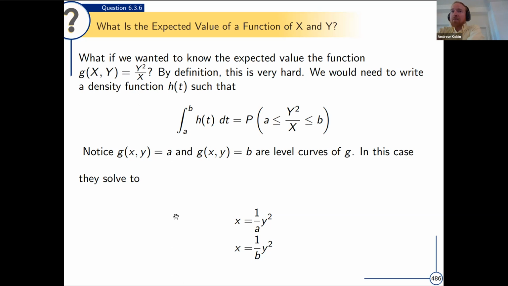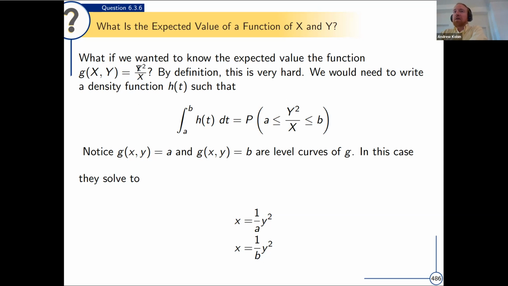This is a hard problem in general. For example, if we look at the two variable function g of x, y that spits out a single real number as an output, let's say y squared over x, we can ask for the expected value of this function, which is really a function of two random variables. You'll have to look back at our section on functions of single random variables to recall why this was important. But we'll have real world problems that actually pertain to this technique.